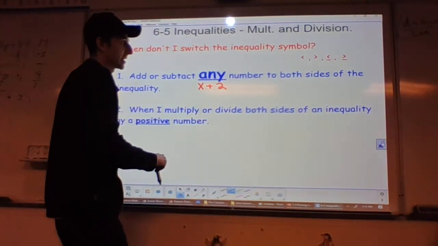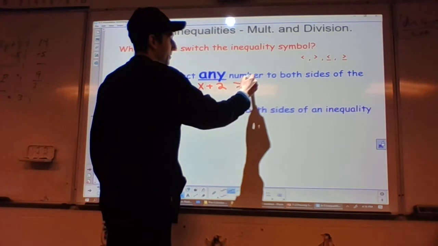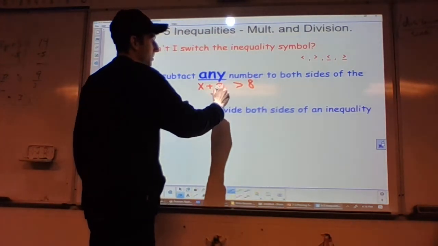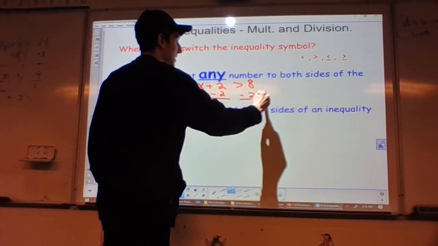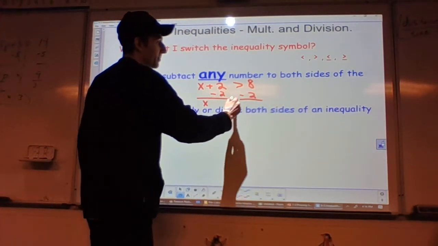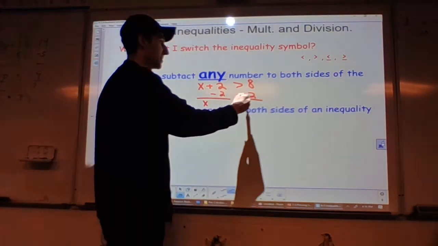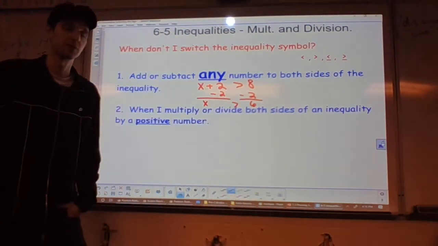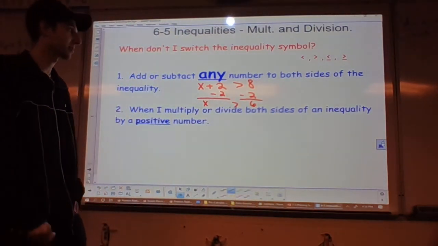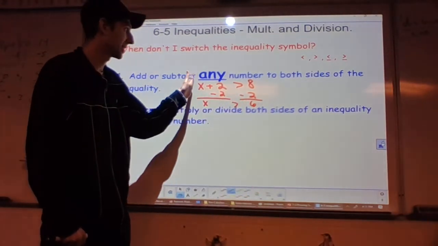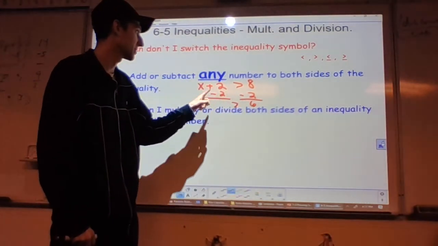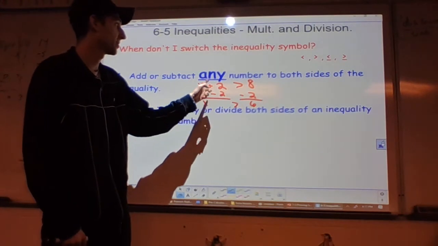So if you had x plus 2 is greater than 8, to solve it you would want to undo the plus 2 by subtracting 2 from both sides. You would not flip it. It's x greater than 6. There's no reason to flip it. It doesn't make logical sense to flip it. So anything greater than 6 would make this true. Like, I could plug the number 7 in. 7 plus 2 is 9.